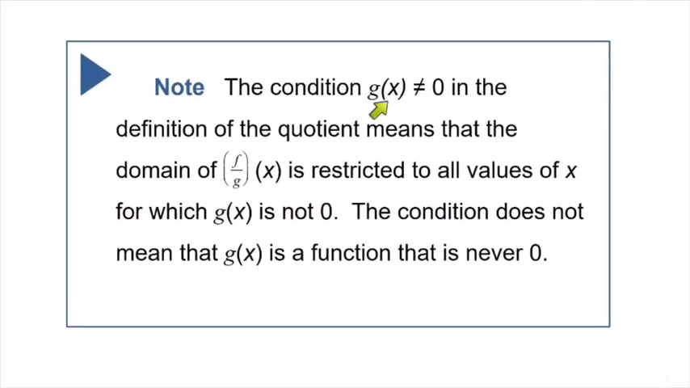Now, sometimes when students see the notation g of x cannot equal 0, they think that it means that literally there's nothing you can plug into g that would make it come out 0, but that's not what they're saying. They're saying that if there is an x value that can be plugged into g so that g of x equals 0, then that x value has to be left out of the domain of f divided by g, because that would cause f divided by g to have 0 in the denominator, and we cannot allow that.